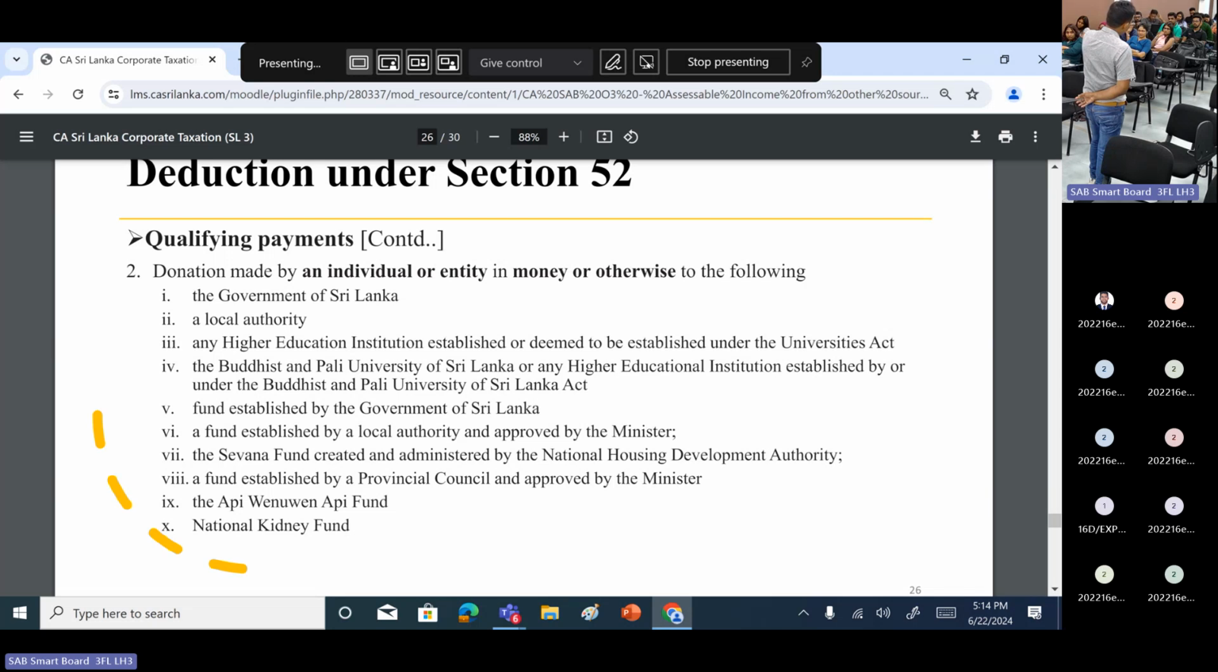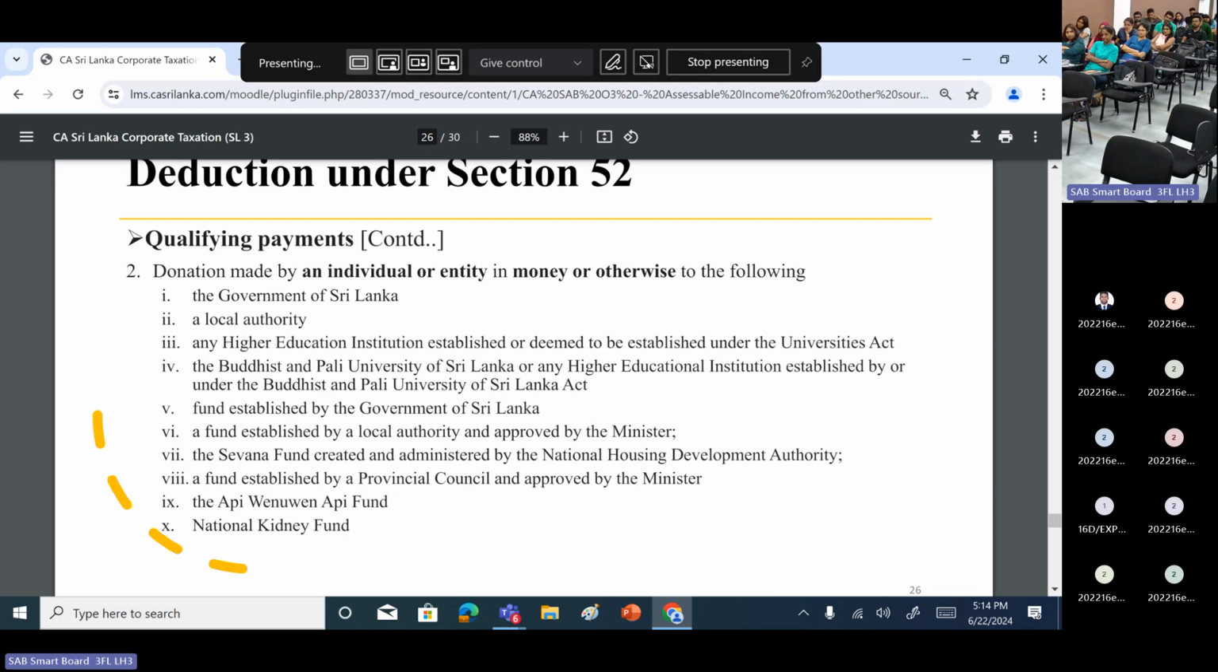Right? From that account maintained under the Ministry of Health, from the Ministry of Health, they can get that money. So when the donor makes that money to the Ministry of Health, it is a donation to government.